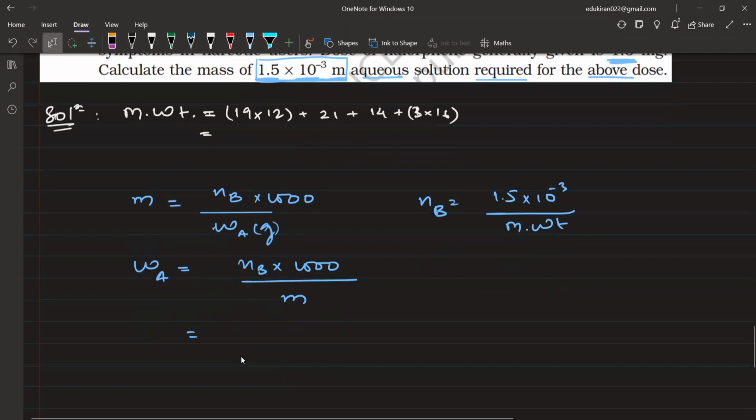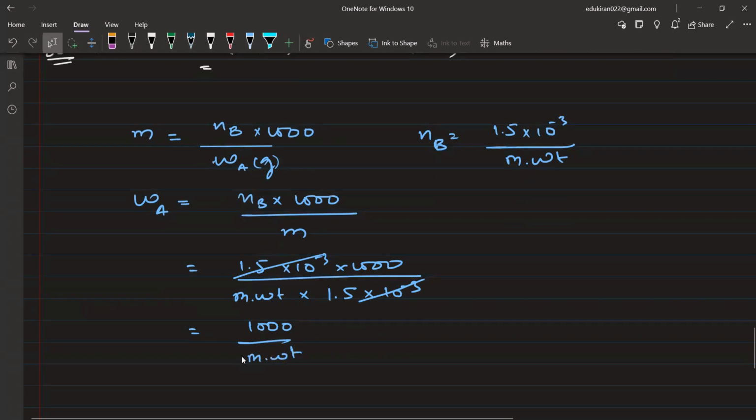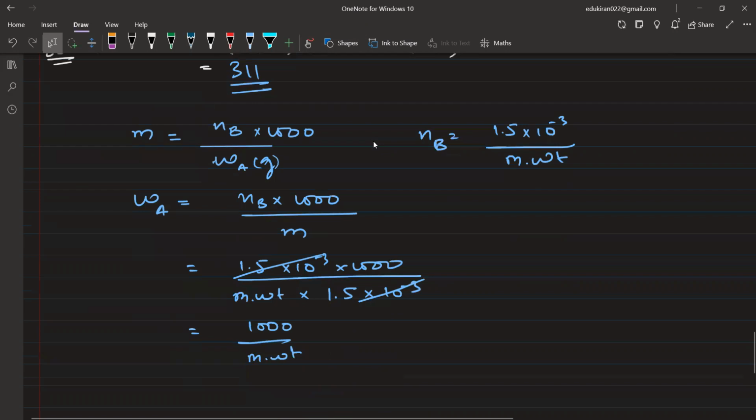So you will get this as 1.5 into 10 to the power minus 3 into 1000 divided by the molecular weight, whatever you get, into the molality. Molality is given by 1.5 into 10 to the power minus 3. So basically this will cancel, this will also cancel, and 1000 upon molecular weight will come. What is the molecular weight? Has anyone calculated the molecular weight? Not yet. Sir, 311. Okay. So the answer will be 1000 upon 311.